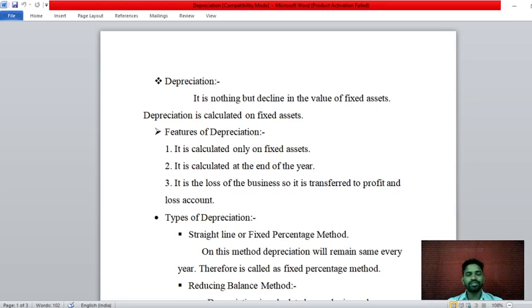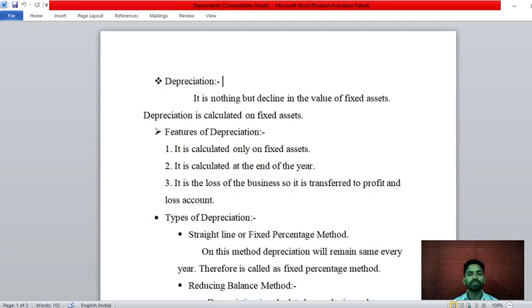Hi students, in the last class we saw how to prepare the purchase return book, the sales return book, the purchase book and the sales book. So we finished all that. In this session we will see depreciation.